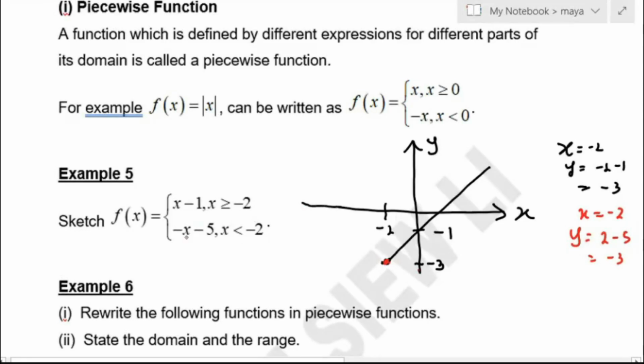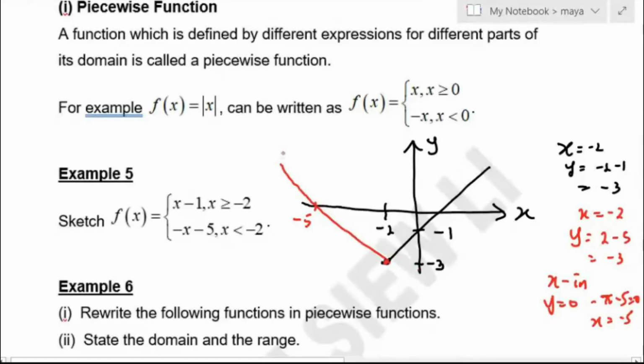This line has a negative gradient, so it will be going down. When going down, it will intersect the x-axis. For the x-intercept, we let y equal 0. So negative x minus 5 equals 0, so x equals negative 5. They will intersect the x-axis at negative 5. So this is my other piece of the function.